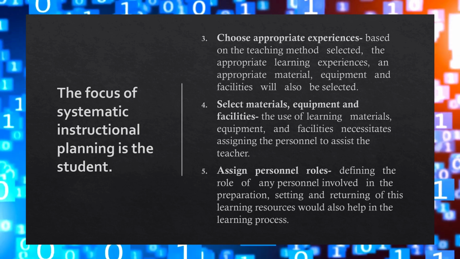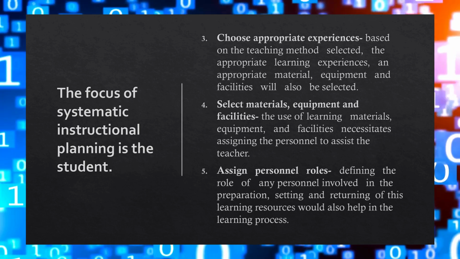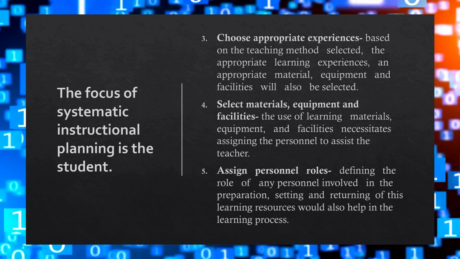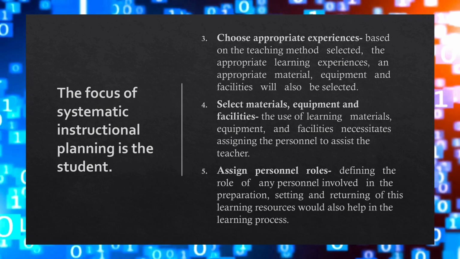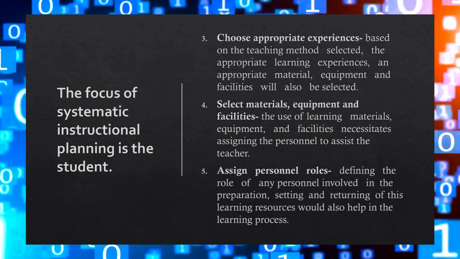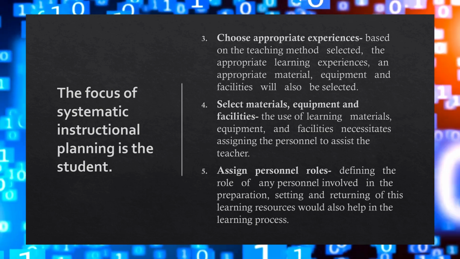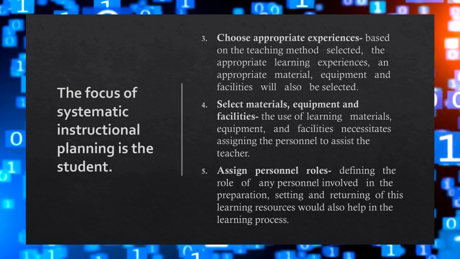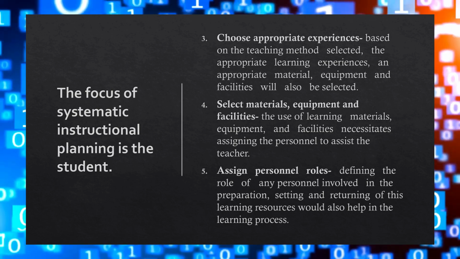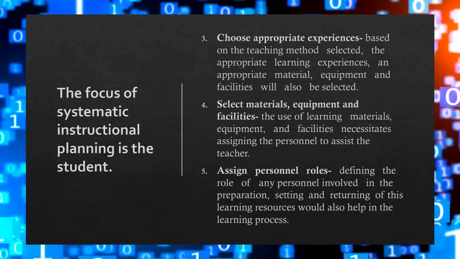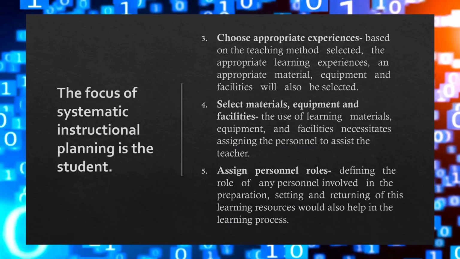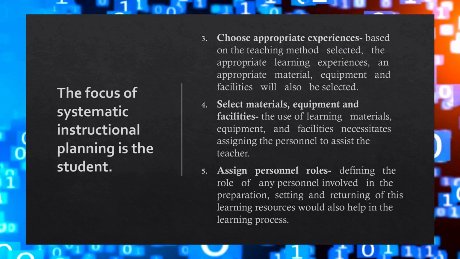Third, choose appropriate experiences. Based on the teaching method selected, the appropriate learning experiences and appropriate materials, equipment, and facilities will also be selected. Fourth, select materials, equipment, and facilities. The use of learning materials, equipment, and facilities necessitates assigning the personnel to assist the teacher. Fifth, assign personnel roles. So defining the role of any personnel involved in the preparation, setting, and returning of these learning resources would also help in the learning process.